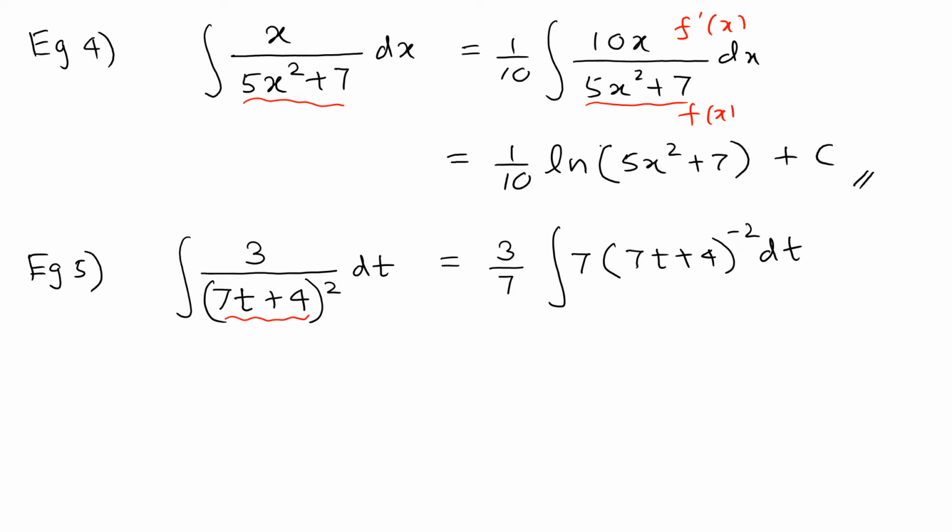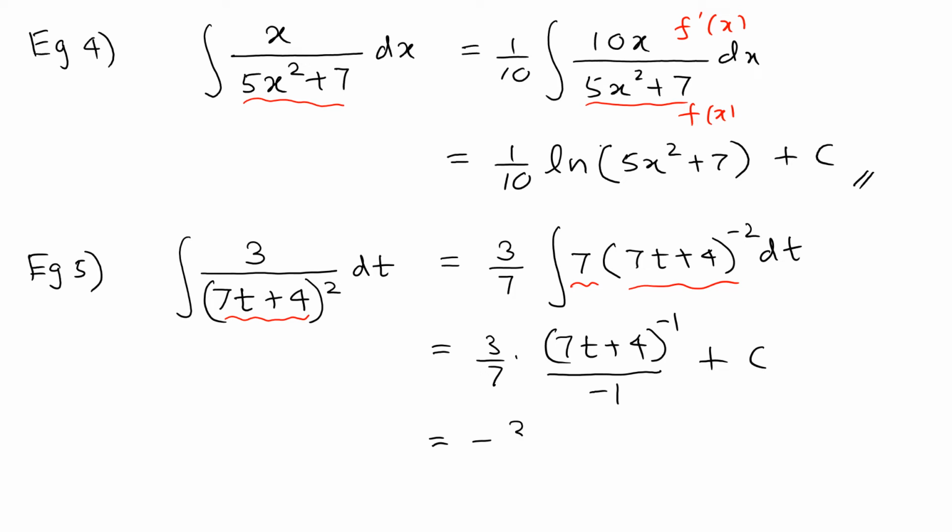And now we can just use the rule. Rule number 4. So you can see it is 3 over 7. We have that. And since this is the derivative, you can simply integrate this function just like x. So it is going to be 7t plus 4 to the negative 1 divided by negative 1, because you add 1, plus c. We are not going to leave it like that, so we're going to write it in a better way. We can write negative 3 sevenths, and then 1 over 7t plus 4 plus c.